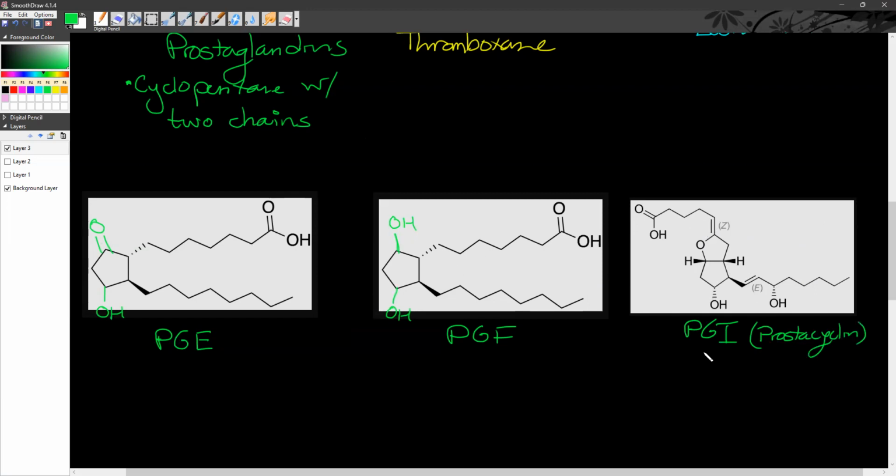So when you're given a prostaglandin, the big thing to pay attention to is where that ketone is. Is it on the same chain that ends with a carboxylic acid, or is it not present in the molecule?